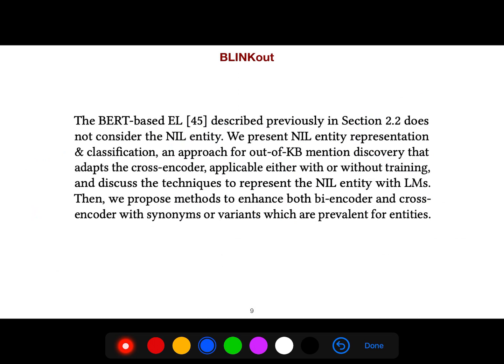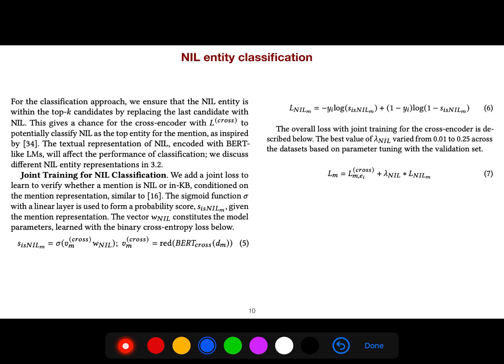BLINK does not consider the NIL entity, but in this paper they consider it. They present NIL entity representation and classification, and then they use joint training for NIL classification, because the binary cross-entropy loss is for NIL when you have a NIL entity, and we combine this because there is a factor. This is a hyperparameter that we can use to decide how much we care about this NIL entity.